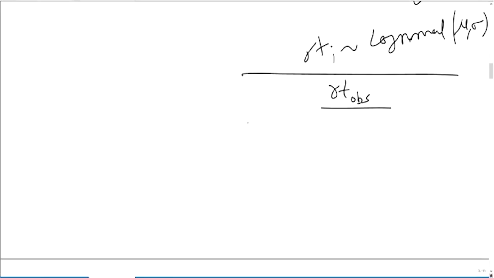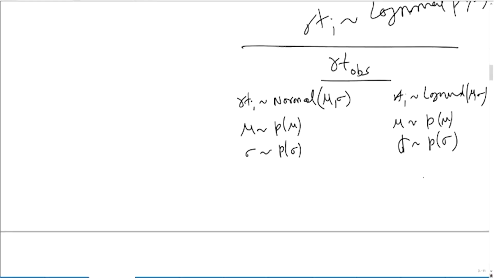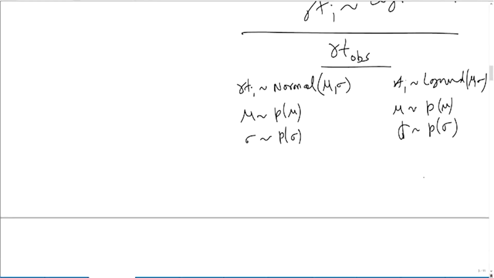Now your likelihood assumption here, when you assume a normal likelihood, is RT i comes from normal mu sigma. Here you assume RT i comes from log normal mu sigma, and then you have a prior on mu, and here you have a prior on mu. These are different mu parameters. You have a prior on sigma, you have a prior on sigma. Okay, so these are your models, competing models.